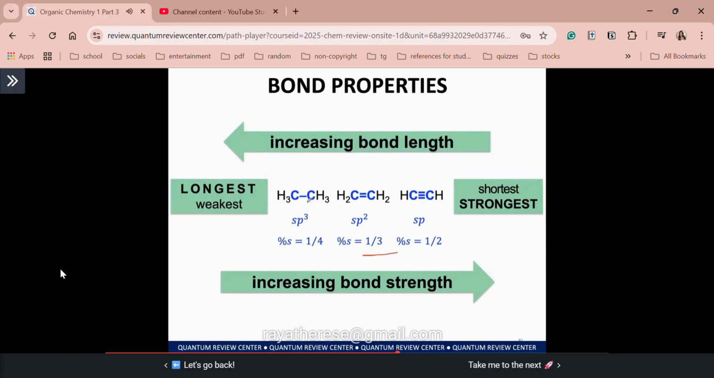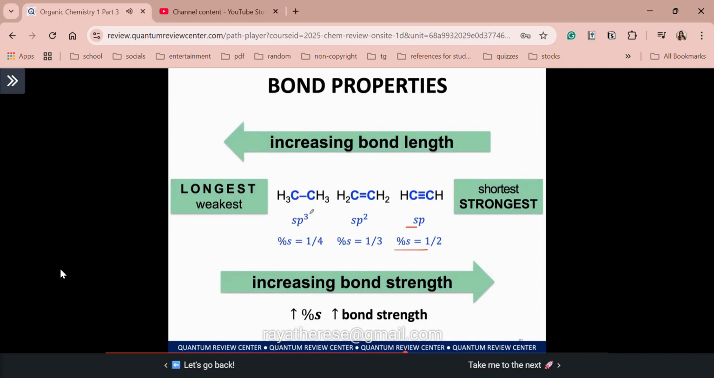Lastly, for sp orbitals, we have 2 total orbitals, 1 s and 1 p. And of course, class, we have 1 s. For our percent S character, we have 50% S character. So to generalize, as you increase your percent S, your bond length will become shorter. For bond strength, as you increase your percent S character, your bond strength will also increase. Class, again, that's our analogy here. Remember, as you increase percent S character, bond strength increases, particularly for sp hybridized orbitals.